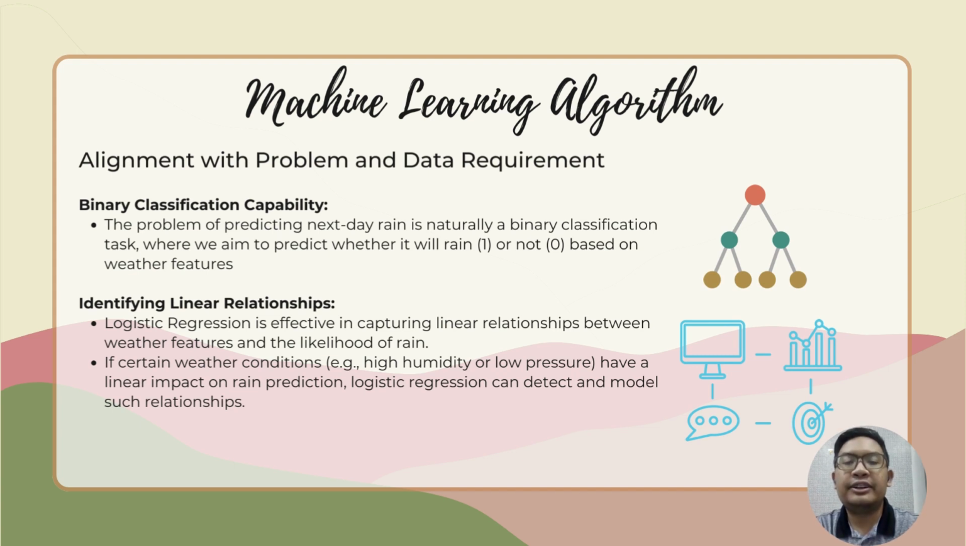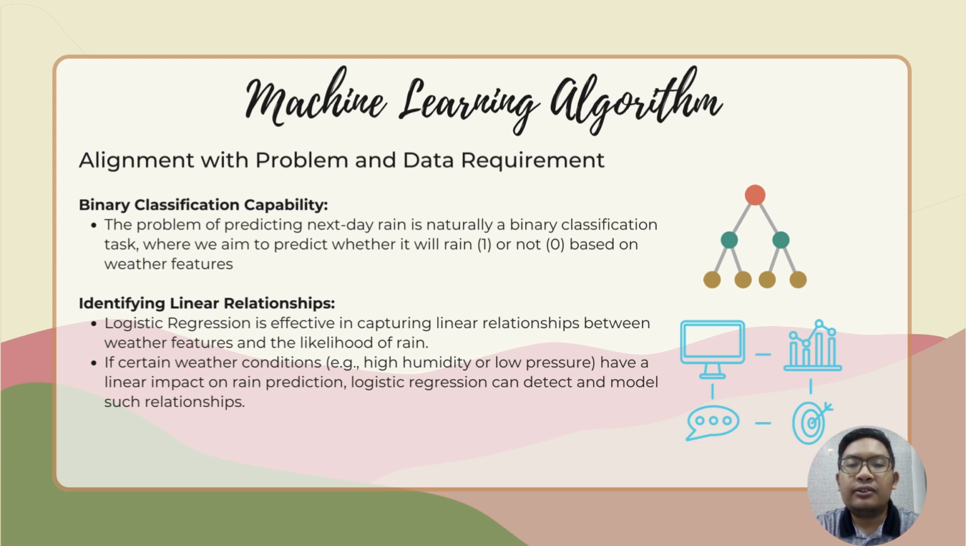Hence, logistic regression aligns with our problem and data requirements. The binary classification capability of logistic regression aligns with the problem, which is to predict next day rain, a naturally binary classification problem where the output is 1 or 0, indicating yes or no, whether it will rain or not, based on the weather features available in the dataset.